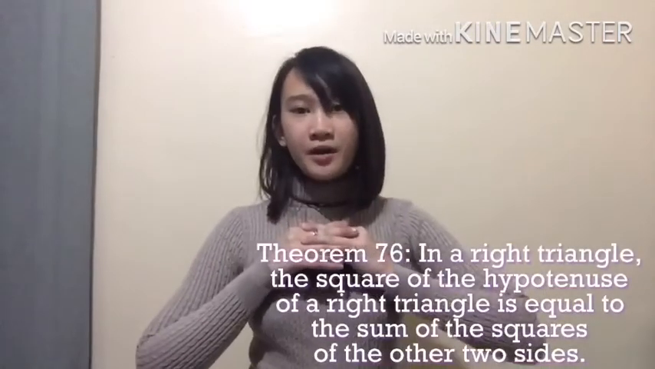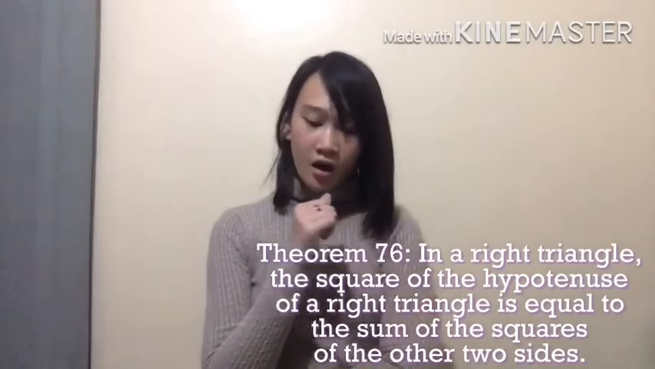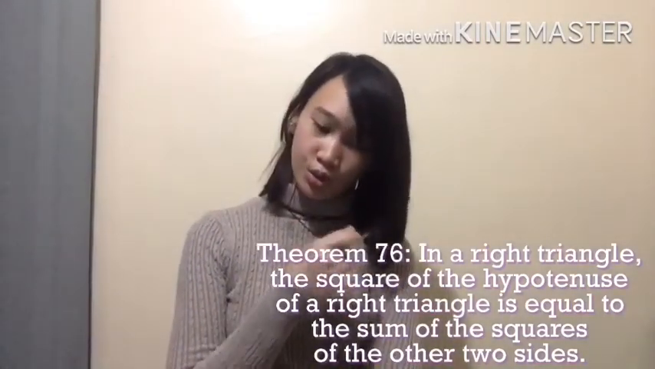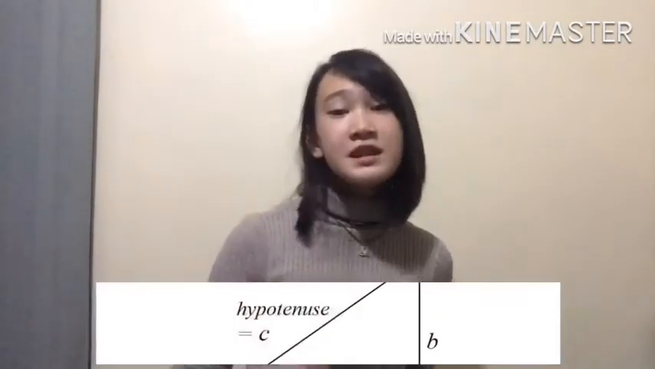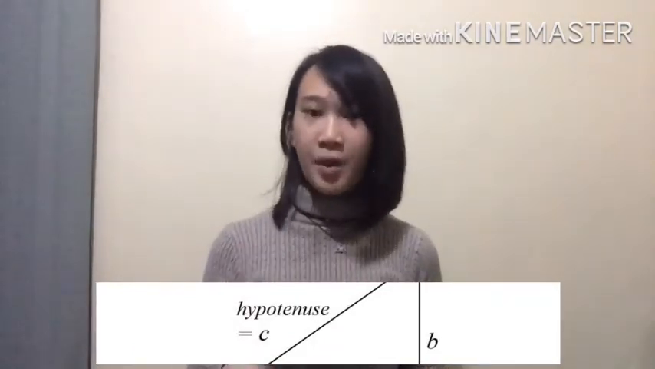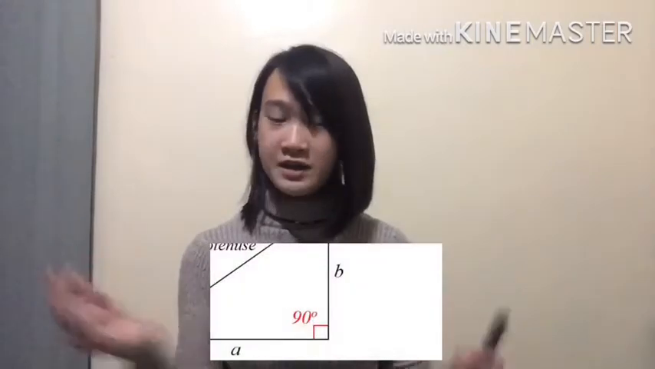Okay, so now the Pythagorean Theorem. The theorem states that the square of the hypotenuse of a right triangle is equal to the sum of the squares of the other two sides. So that's how we got c squared is equal to a squared plus b squared, because c squared represents our hypotenuse and a and b represent our other sides.